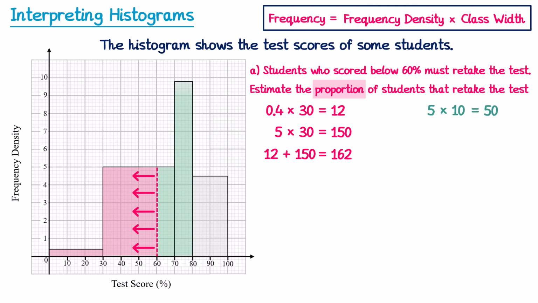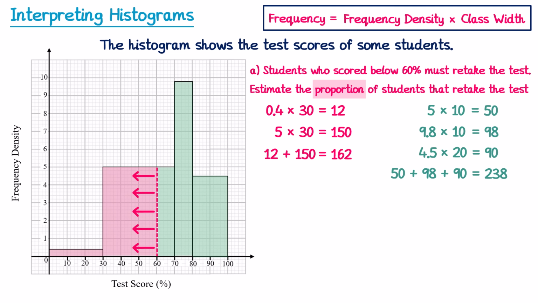The next bar goes all the way up here to 9.8, and the width is also 10 again. 9.8 times 10 is 98. And for the final bar, this one goes up to 4.5, and the width is from 80 to 100, that's 20, so 4.5 times 20 is 90. So if we add up all of those numbers as well, we end up with 238.